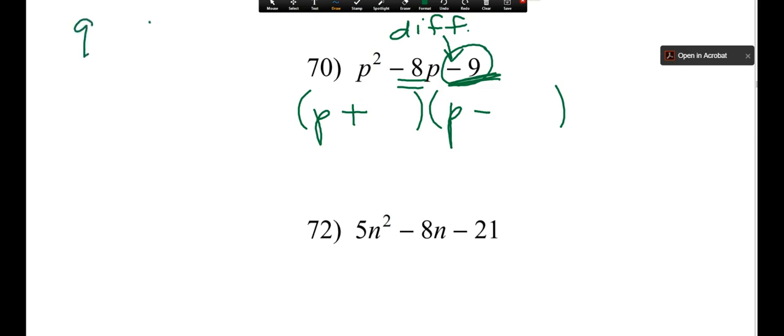Now, the question is, is it 9 and 1 or 3 and 3? Which one of those has a difference of 8? 9 and 1. Okay, so I'm going to give you 2 options, and you tell me which one is the correct one.